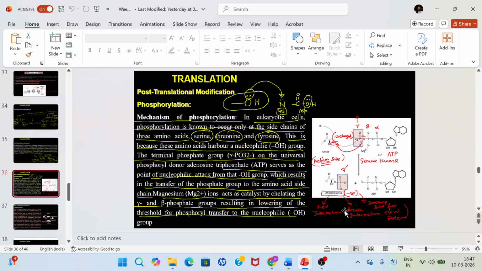Okay. Next post translation, no, we're still continuing with the phosphorylation. So the mechanism of phosphorylation is, in eukaryotic cells, phosphorylation is known to occur only at the side chains of three amino acids that are either serine, threonine, or tyrosine. The amino acids to whose side chains this phosphorylation can occur are serine, threonine, and tyrosine. This is because these amino acids harbor a nucleophilic group, nucleus loving group, that is a negative charge containing group.